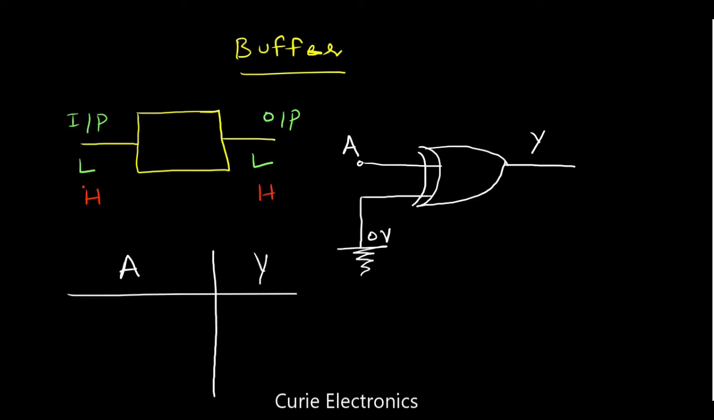Let's see. If we give logic high, which in TTL we can take as 5 volt, what is going to be our output? It is going to be high. Why? As per the XOR gate truth table, when both the inputs are different, we are going to get high output. If A is low, then what do we get? We get low, because both the inputs are at 0 volt. So this is how you realize the buffer.